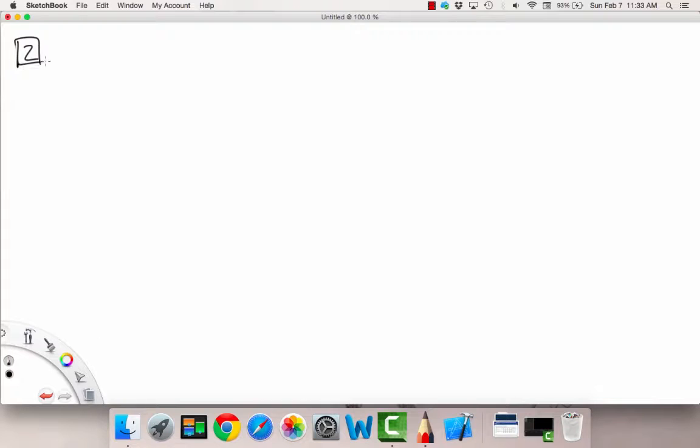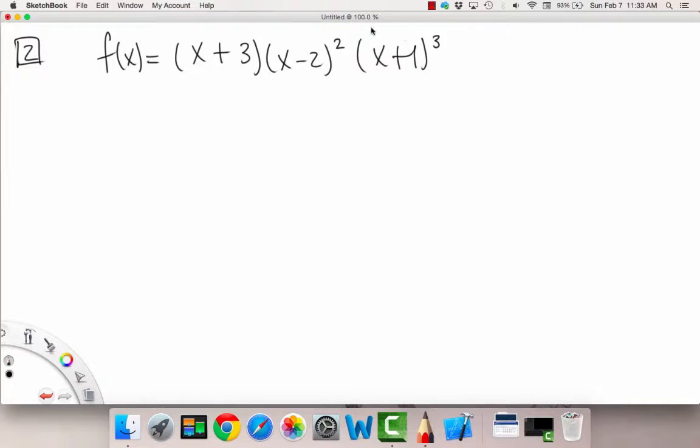So, point 2, we're going to look at the short run behavior. We have f of x equals (x + 3)(x - 2)^2(x + 1)^3. For short run, we first have to identify our zeros. Our zeros, or horizontal intercepts, occur at x equals negative 3, at x equals 2, and at x equals negative 1.